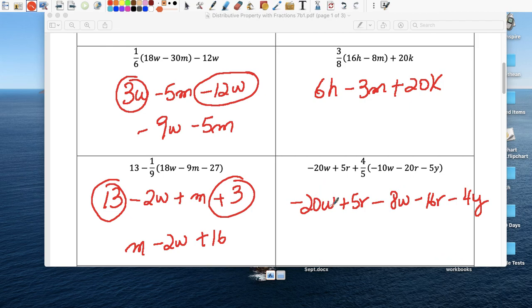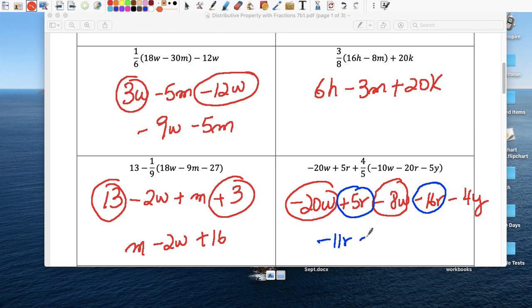Combine like terms, this guy and this guy. And then the r, sorry, I'm going to change colors. Plus 5r minus 16r. Okay, so let's do the r's. So positive 5r minus 16r is negative 11r. W, negative 20 and negative 8 is negative 28w. And minus 4y.